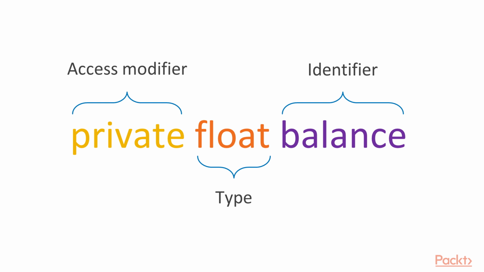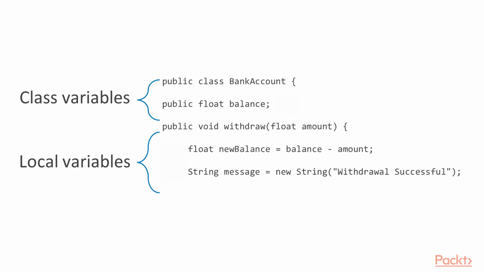Remember back to the discussion on fields in the previous section. You learned that a variable is declared by specifying its type followed by a legal identifier. Optionally, an access modifier can also be specified. Fields are variables defined at the class level and are also referred to as class or instance variables, while local variables are declared within methods and code blocks. A variable can be either an object type or a primitive type. Now we'll dive deeper into the object and primitive types in the next video.